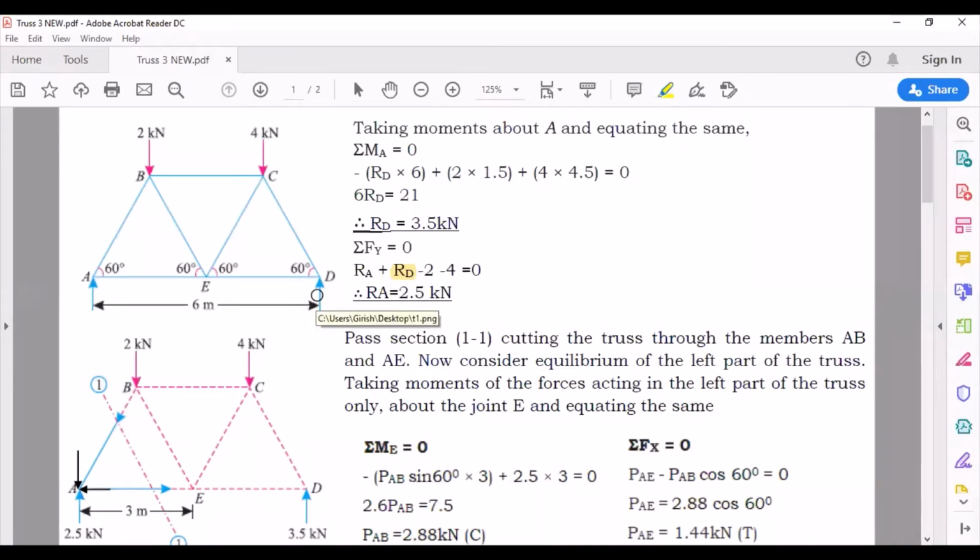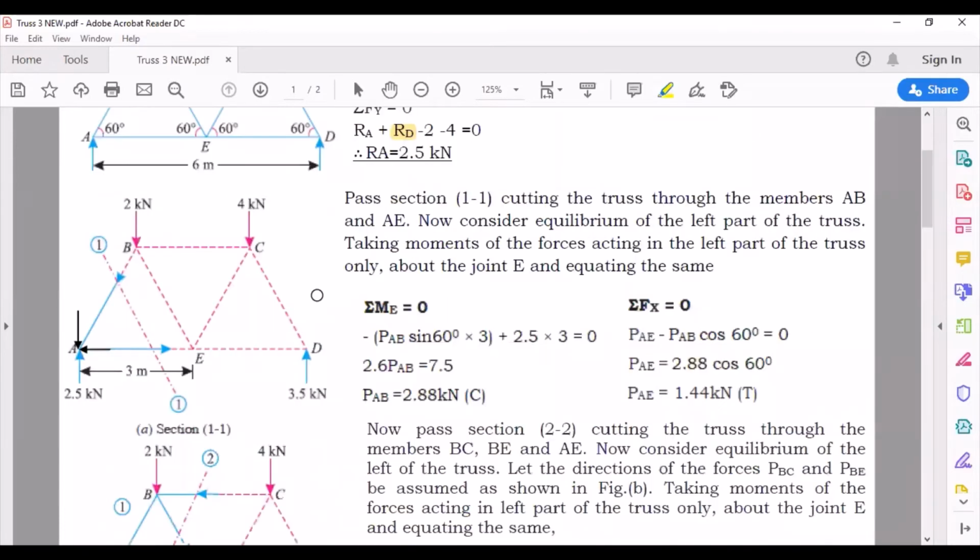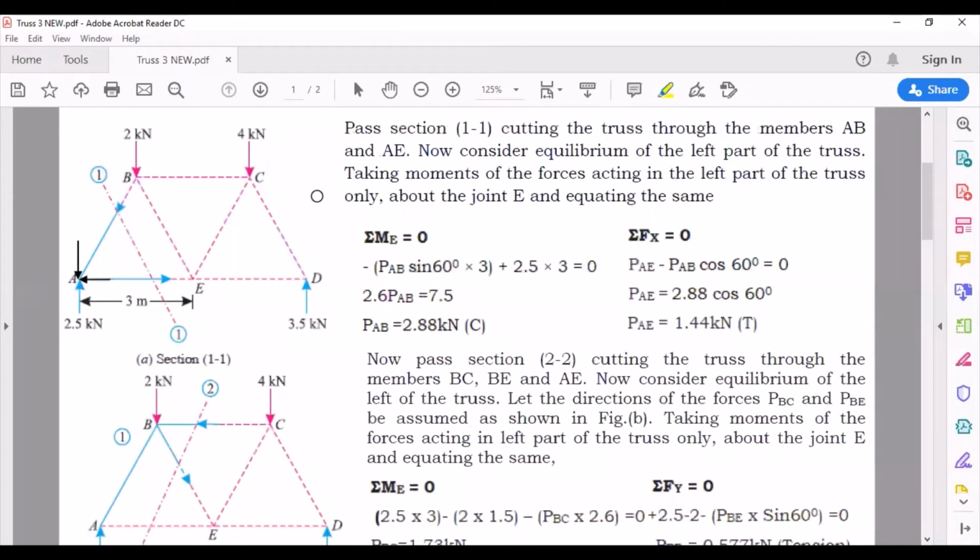Okay. Now coming to the next diagram. If you happen to come to this diagram, basically I'm interested in calculating the member forces AB and AE. That is why I have cut a section 1-1 which cuts the two members, that is AB and AE.